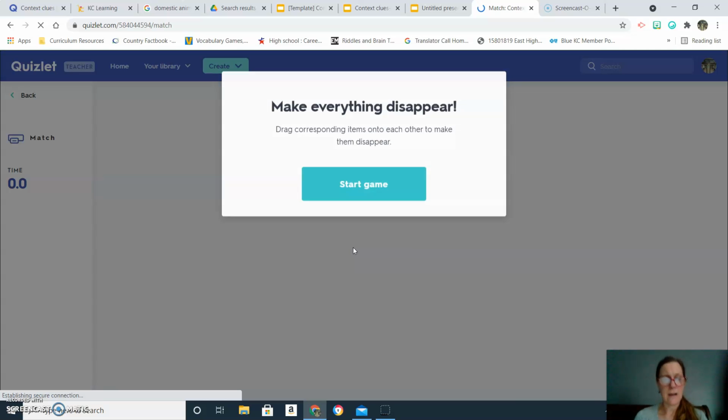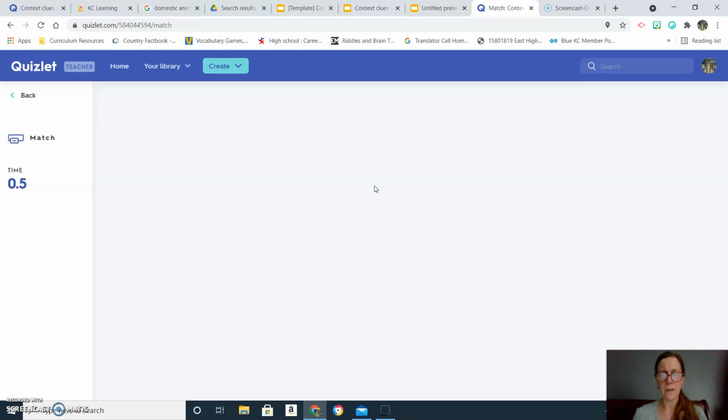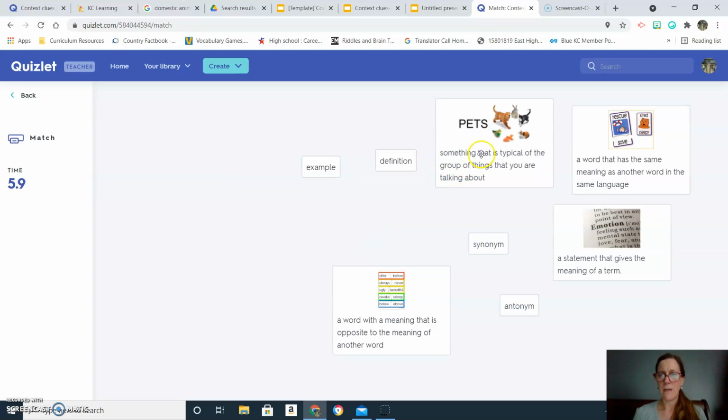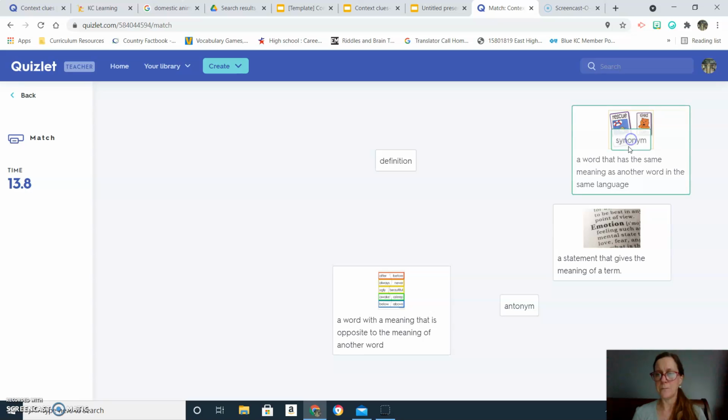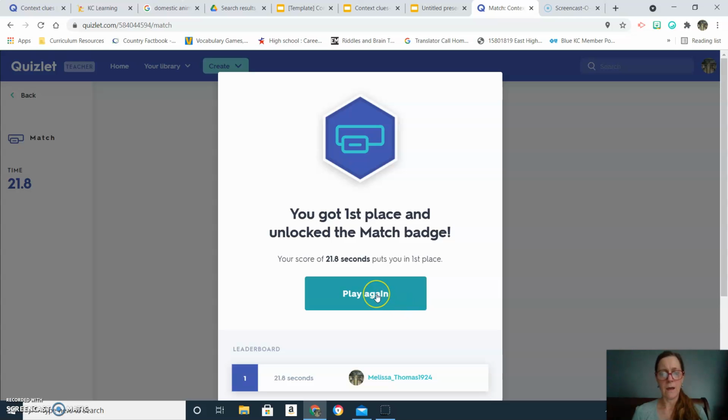Okay, so matching, it's a game, and you have to drag the corresponding items onto each other to make them disappear. Okay, so where are the words? There they are. Okay, this pets is example. Word that means the same, that is synonym. Statement that gives the meaning, that is definition. A word that means the opposite, that is antonym. Okay? I can play again, or I can try something different.